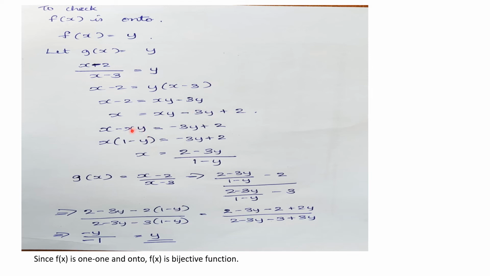Expanding, x is equal to xy minus 3y plus 2, and from that we group the x terms on the left hand side and the other terms on the right hand side. So x minus xy is equal to minus 3y plus 2. So we can write from this statement x is equal to (2 minus 3y) divided by (1 minus y). So this is the term which we obtain for x in terms of y.